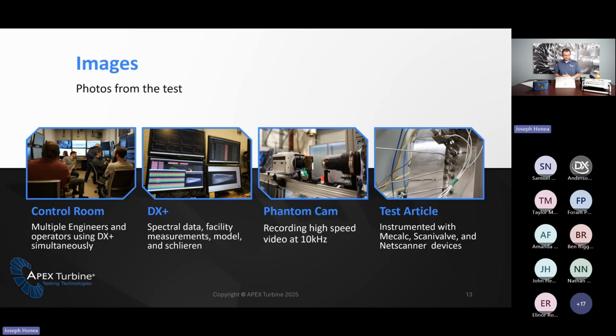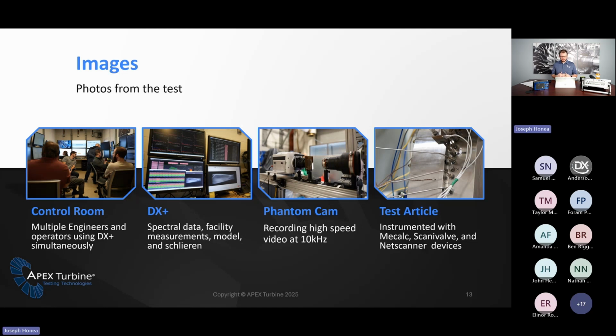Some of the images from the test. So we have ultimately the control room with multiple engineers using DX Plus simultaneously, looking at the data being displayed by DX Plus at Notre Dame Power and Propulsion. Next, we have an image of DX Plus running itself. So again, we have the four main displays with various plot windows popped out for monitoring, as well as visualization of the Schlieren data itself.